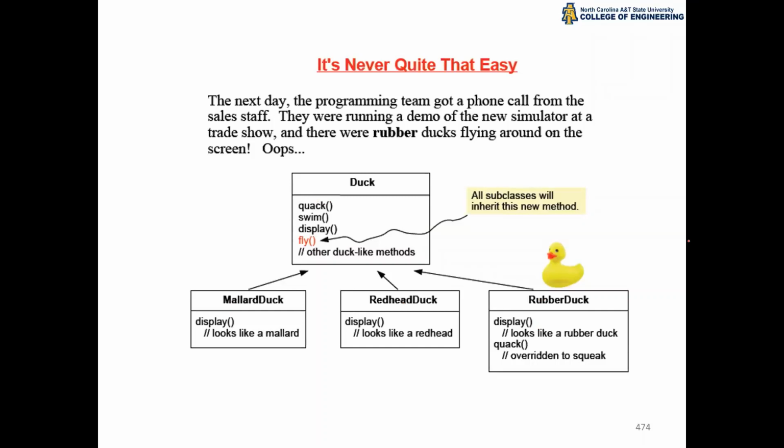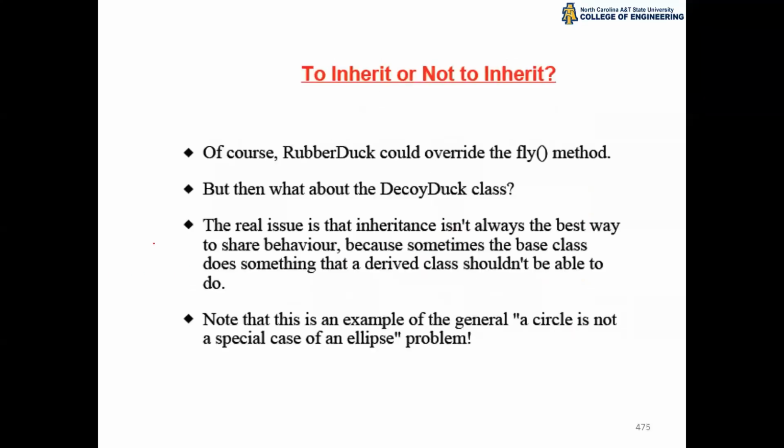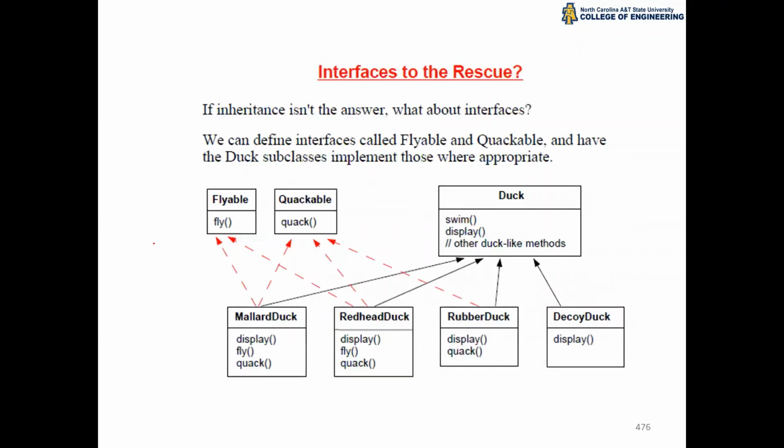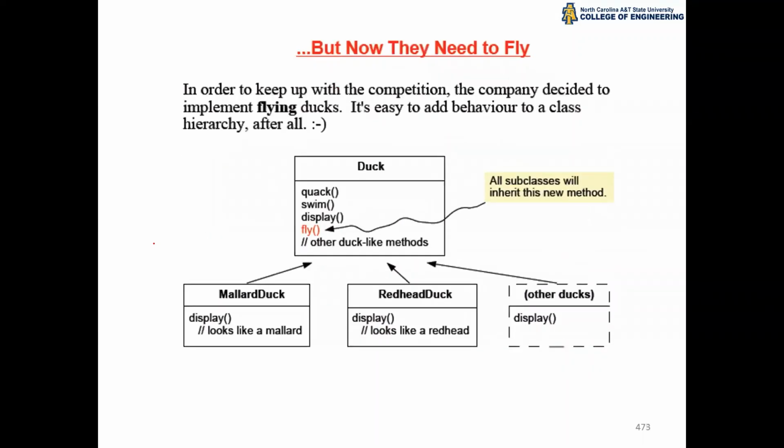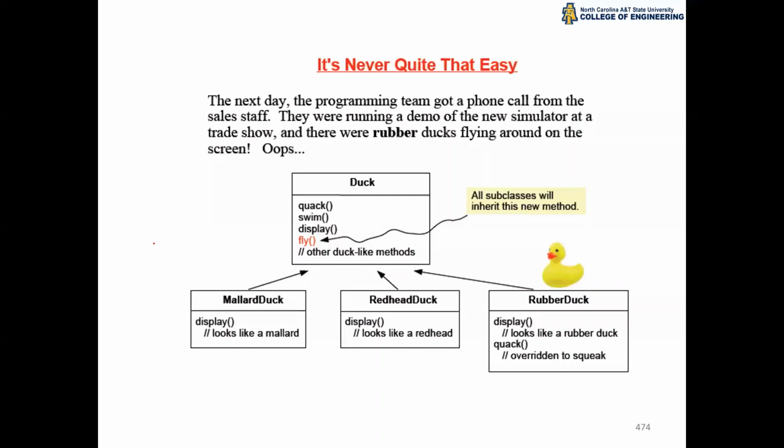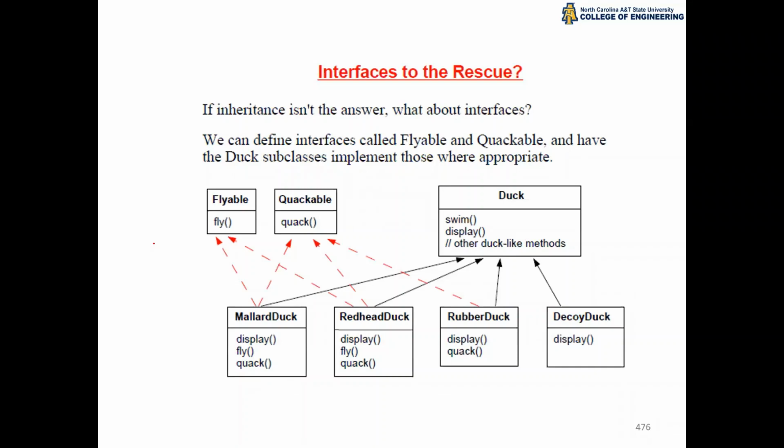You can override it. But how about the decoy duck? It doesn't fly at all. You don't want to inherit this method at all. So what is the solution then? That's why I say inheritance solves your problem to some extent, but it's not giving you enough flexibility.